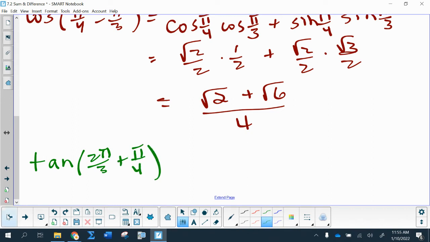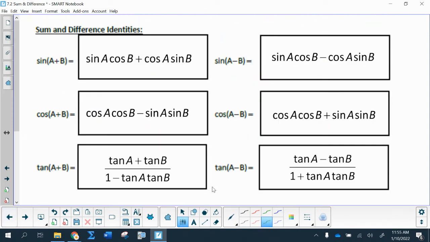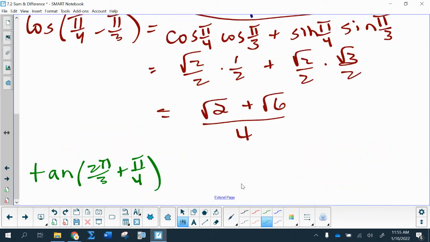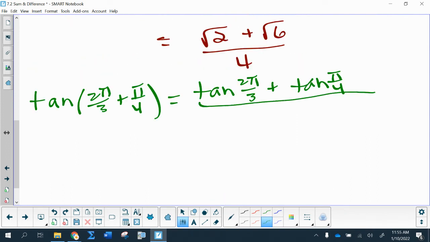And now is when you get to choose how you want to use the formula. Like, do you want to do sine and cosine separately? Since I haven't done that yet, it's going to be easier if I just use this formula. So tangent plus tangent over 1 minus tangent times tangent.